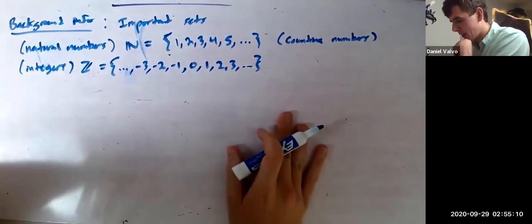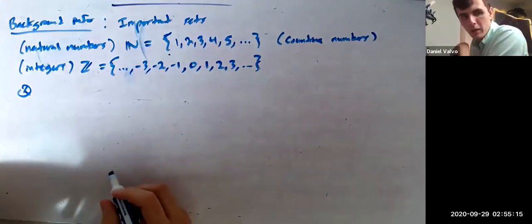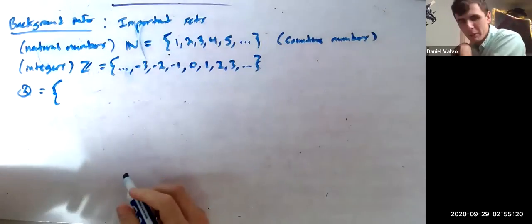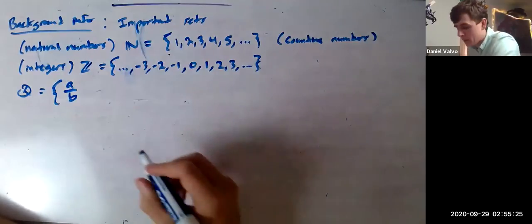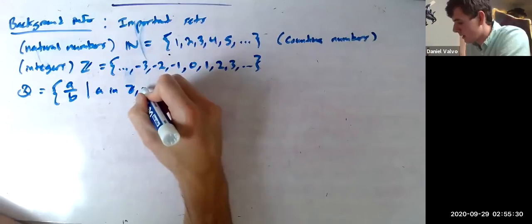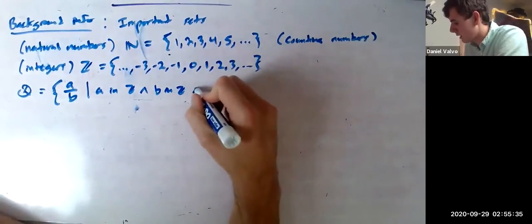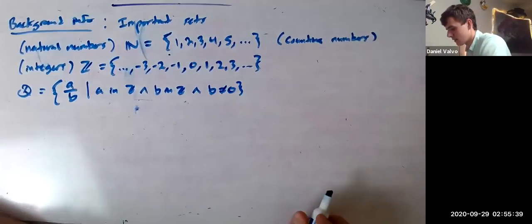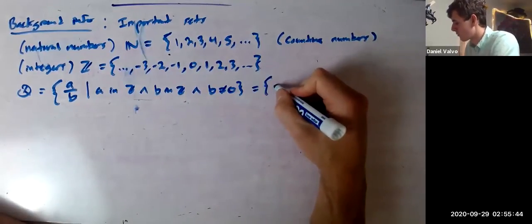Let's first define some more important sets. So Q is going to be the set of all things that look like A divided by B, such that A is in Z and B is in Z and B does not equal 0. Another way to put this is just all fractions.